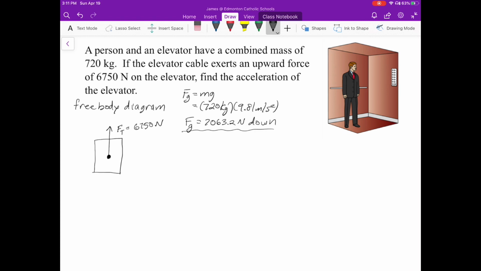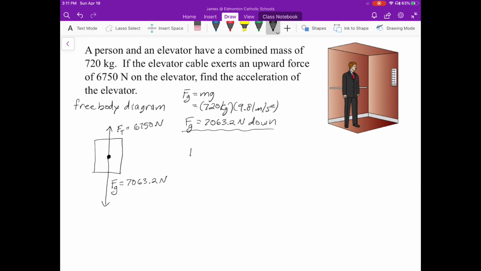So notice it is bigger. So we're going to make sure we draw this vector arrow pointing down longer than the one that is pointing up, because bigger magnitude means bigger force, and also a longer arrow. 7,063.2 newtons. Okay, so we've got one force acting up, the other force acting down.